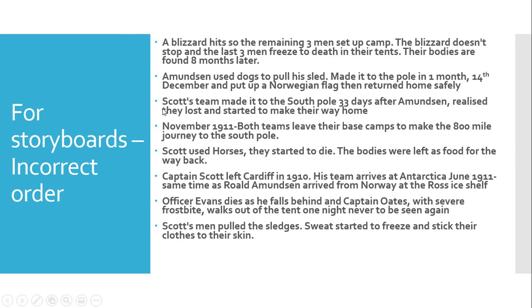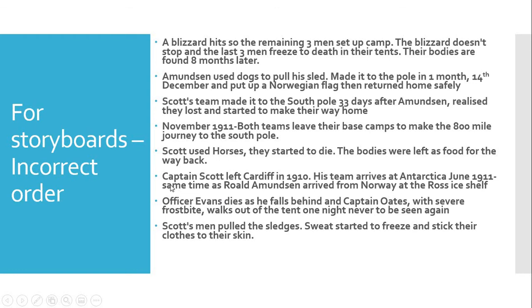Scott's team made it to the South Pole 33 days after Amundsen, realised they lost and started to make their way home. November 1911, both teams leave their base camps to make their 800-mile journey to the South Pole. Next, Scott used horses. They started to die. They couldn't deal with the conditions. Their bodies were left as food for when they had to make their return journey.